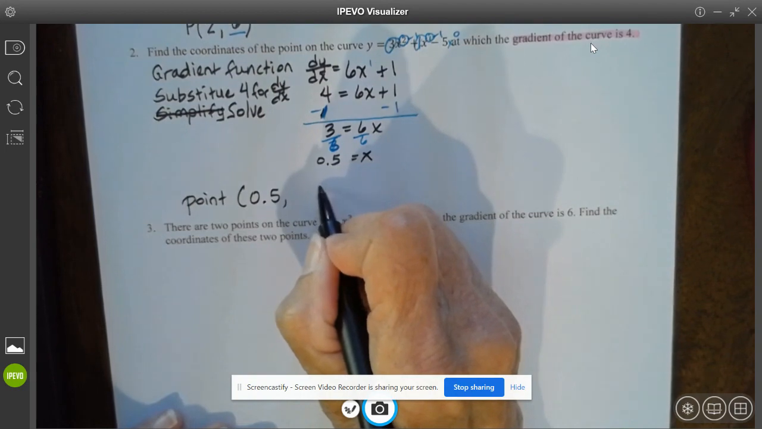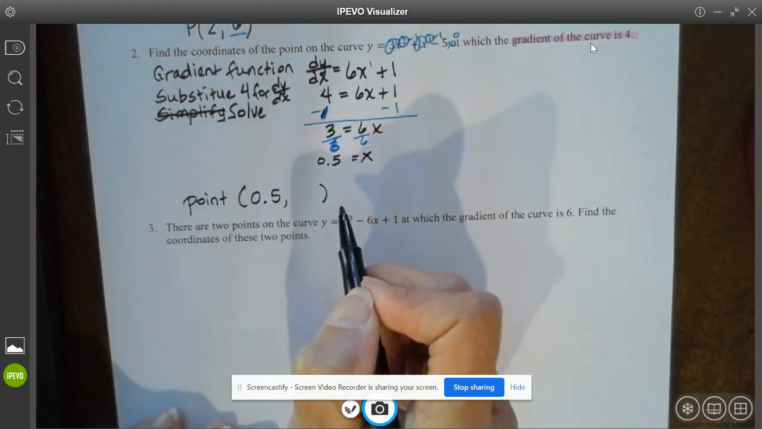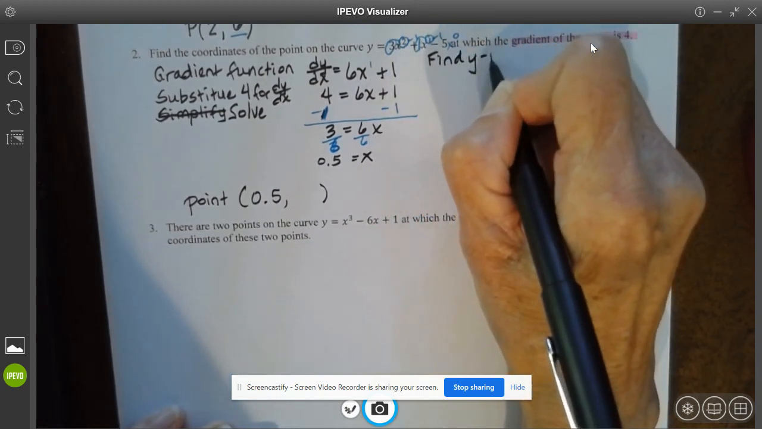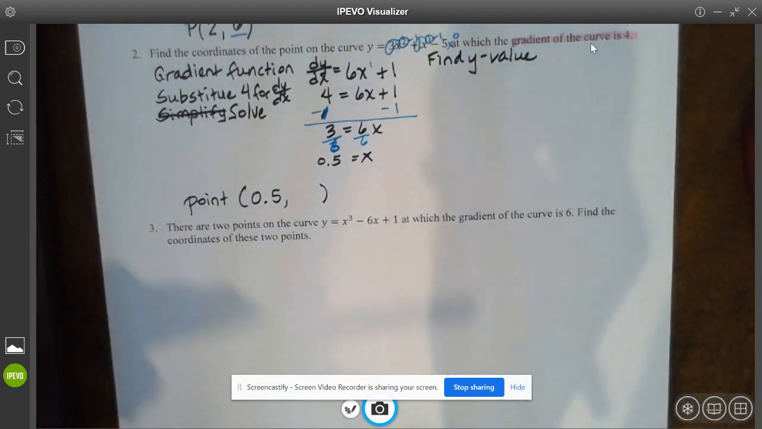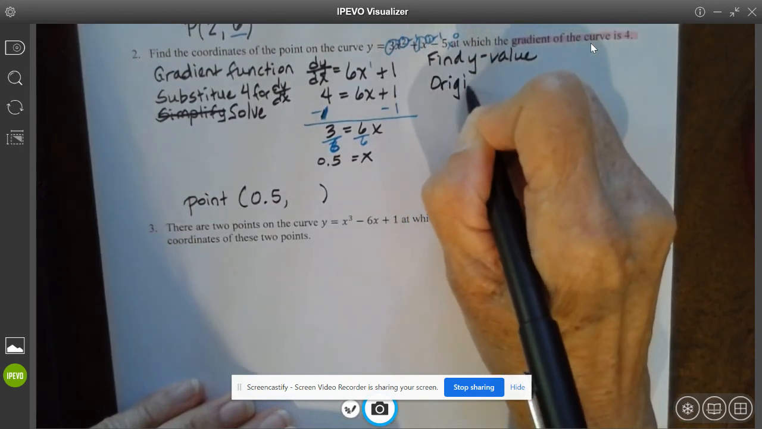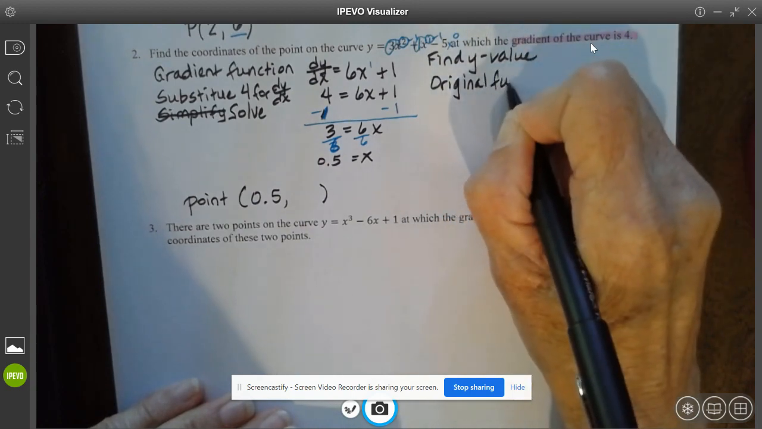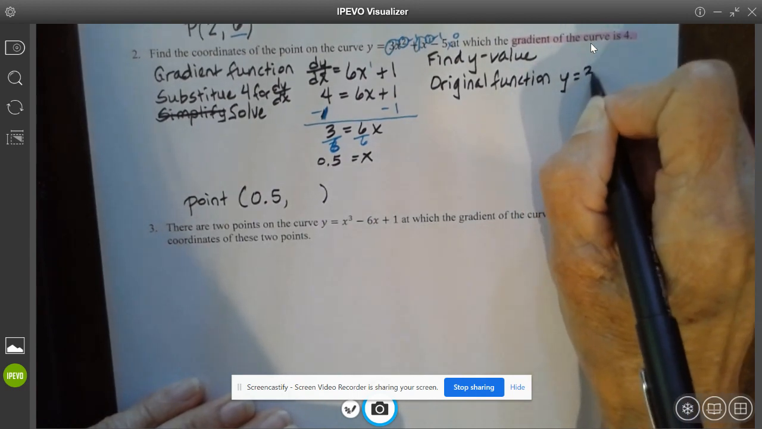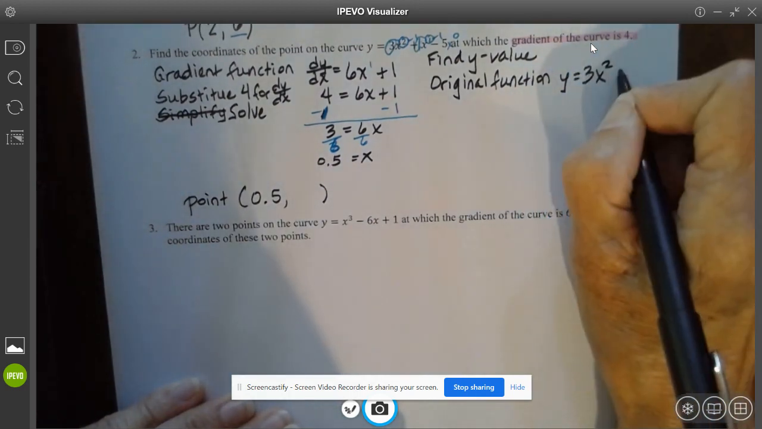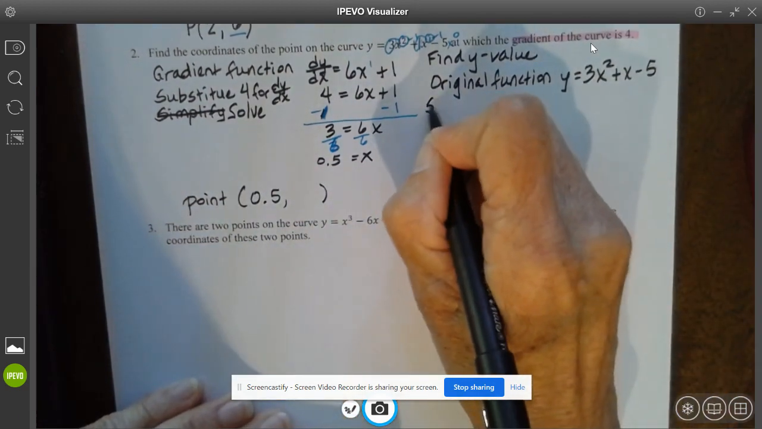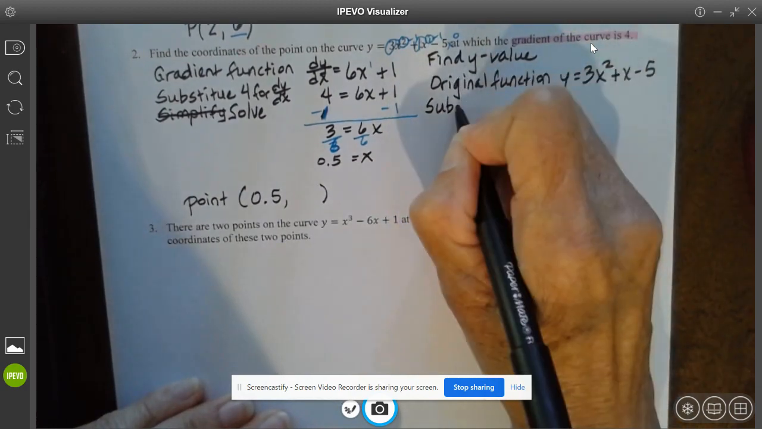Why I write this ordered pair here is so you guys can say, there's something missing. What's missing? Well, Mrs. Sharillo, it's find the y value. And remember the y value is based on the x value, and they're tied together by the original function. So you use your original function, which is y equals 3x squared plus x minus 5. Next step, we want to know what y is.